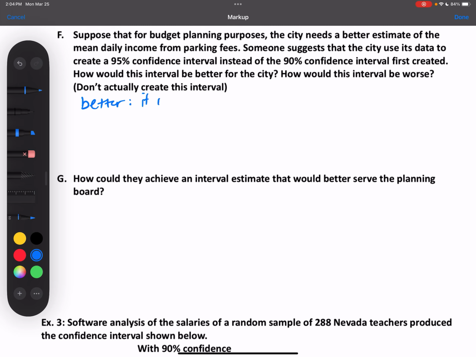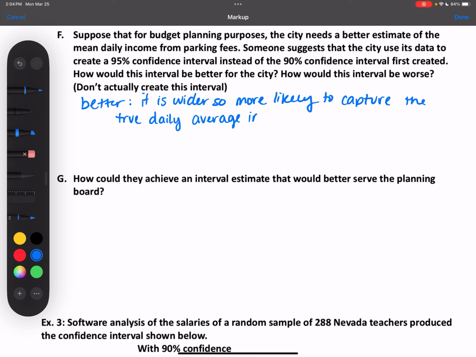It's wider, so it's more likely to capture the true daily average income, which in turn would likely include the $130 because we were at, what was it, $129.80 or something like that. It was barely outside of our interval. So I would say we can pretty confidently say that it will be in our interval when we widen it.